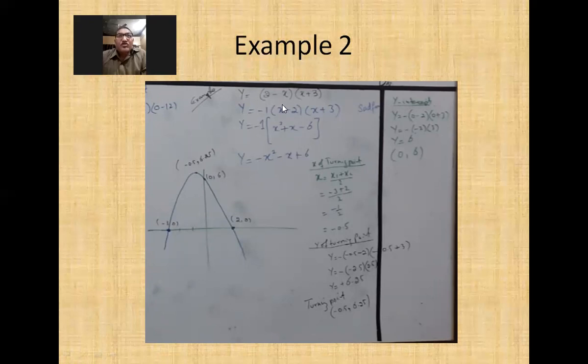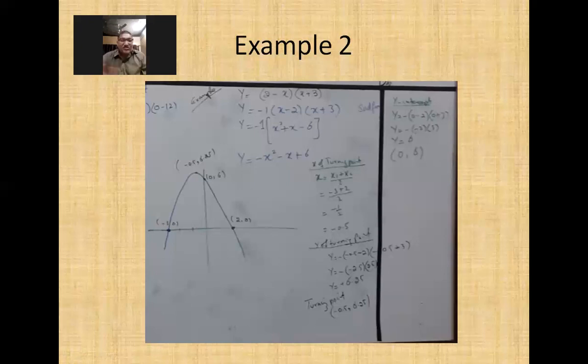From this equation, I can tell you that the x-intercept will be 2 comma 0. You need to change the sign. So one x-intercept will be 2 comma 0. The other x-intercept will be minus 3 comma 0.